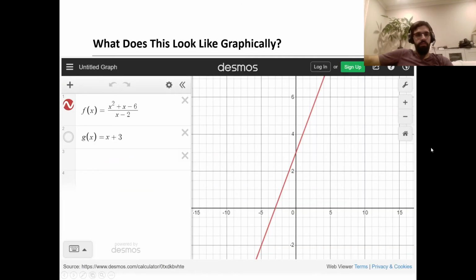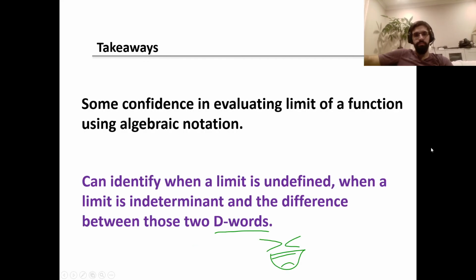And we can skip the graph for these ones. Takeaways. So this lesson, hopefully we built some more confidence with looking at the functions in algebraic notation and how to find the limits. What does it look like when a limit is undefined or when there's a vertical asymptote? And what does it look like to get an indeterminate answer using direct substitution? And so undefined and indeterminate, we're going to call our D words, which is just a Jansen-ism. Doesn't really mean anything anywhere else.